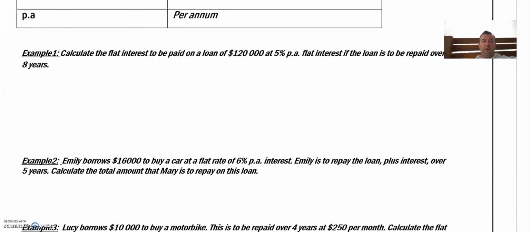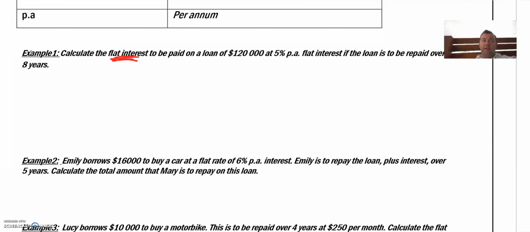First of all, though, I want to have a look here. Calculate the flat interest. To begin with, we're talking about flat interest, also called simple interest. It increases at a steady rate according to three things: the principal, the amount borrowed, which is this part here; the rate of interest, which is this part here; and the length of time, the number of terms, n, this part here.